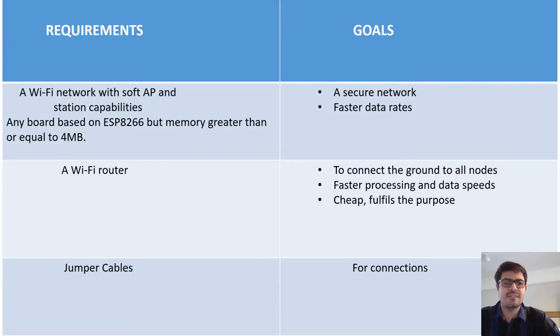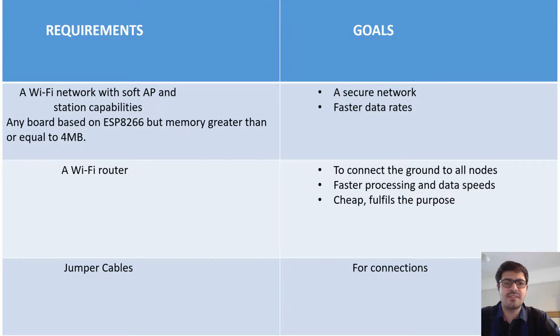So for designing such a system, we have requirements as follows. We require a Wi-Fi network with soft AP station capabilities. The AP implies access point, where one node or one agent can act as a server to many other agents. It also has routing capabilities to different agents, and it can transfer data from one agent to the other. So how do we achieve that?